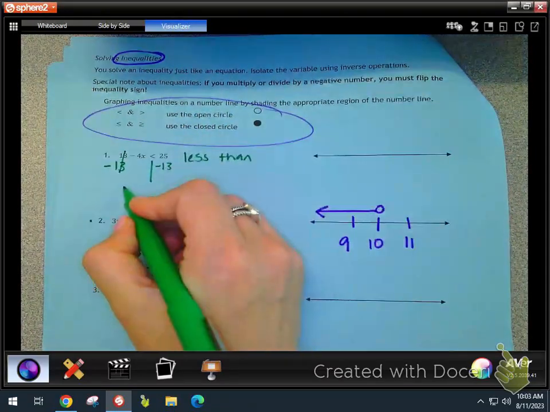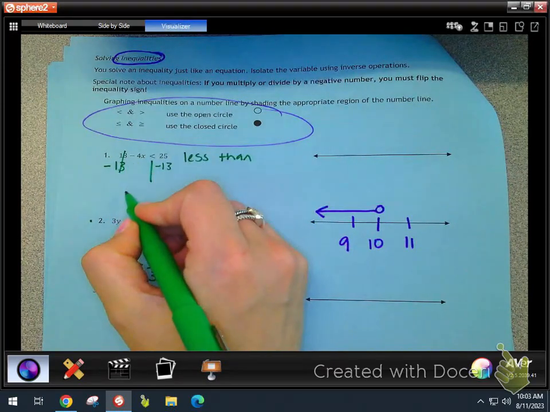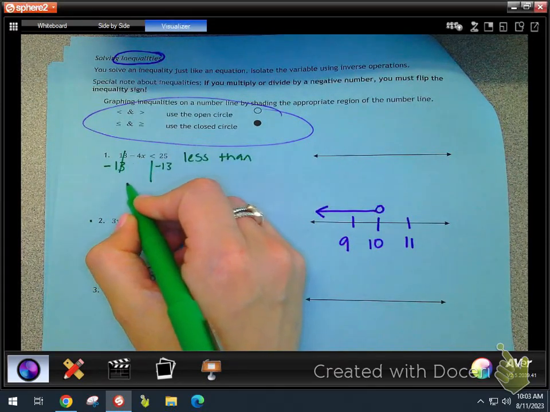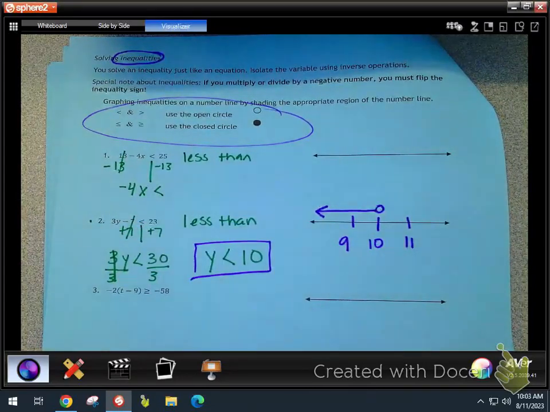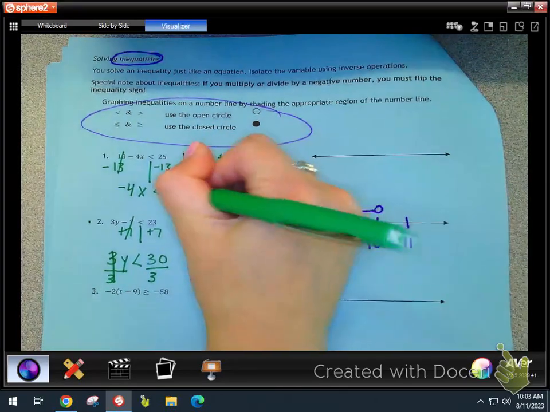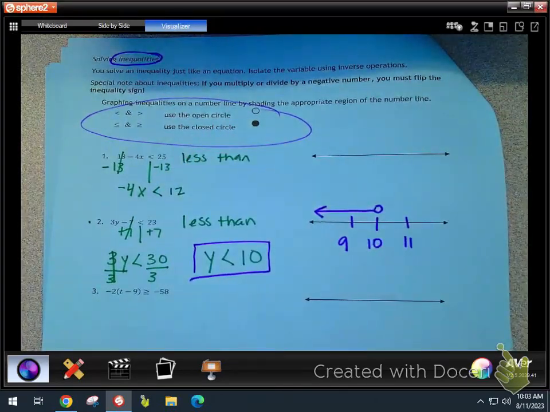All right, so what drops down on the left-hand side? Negative. This is kind of tricky. Don't lose that. Negative 4x is less than 25 minus 13, which is 12. Okay?